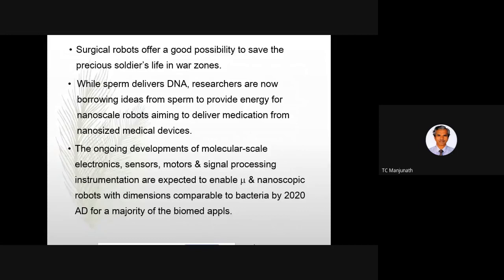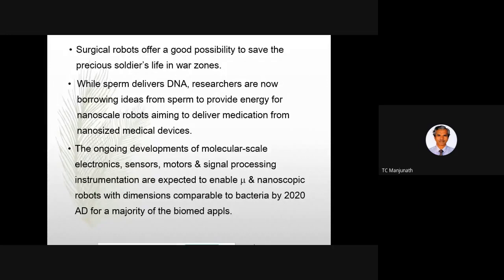Surgical robots often offer a good possibility to save a precious soldier's life in a war zone. See, while sperm delivers the DNA, researchers are now borrowing ideas from the sperm by making use of behavioral theory, a very big branch in artificial intelligence, and to provide energy, how the nanoscale robots aim to deliver medication from the medical device.